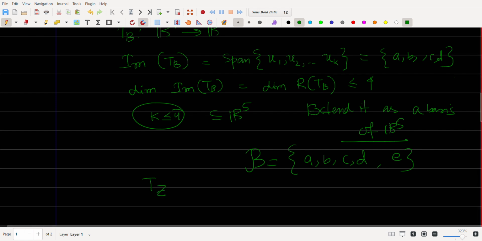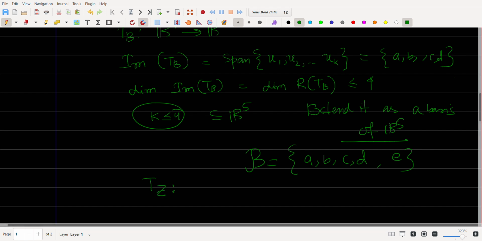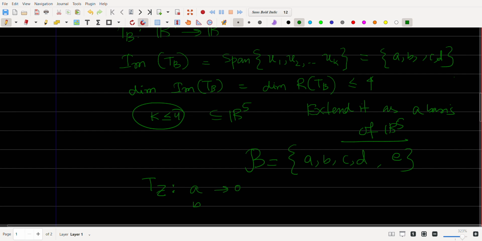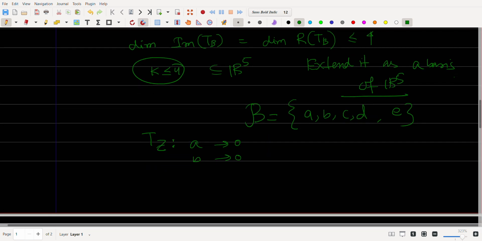Now define a linear map TZ by A goes to 0, B goes to 0, C goes to 0, D goes to 0, and E goes to E itself. This is a non-zero linear map. Why? Because E maps to E itself, which is a non-zero element.